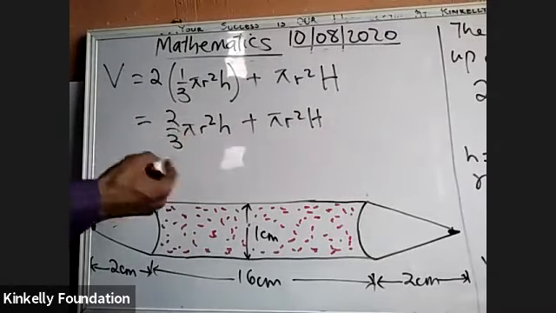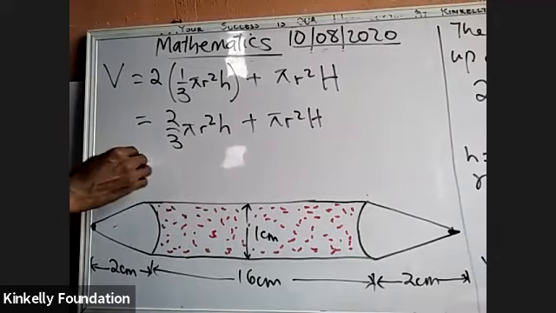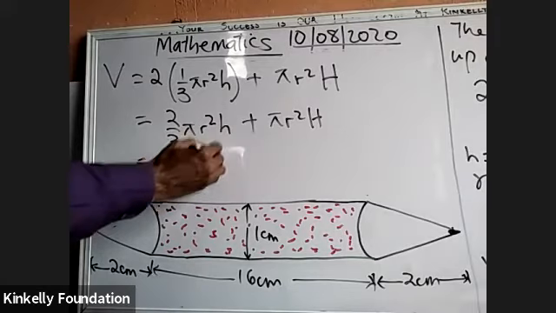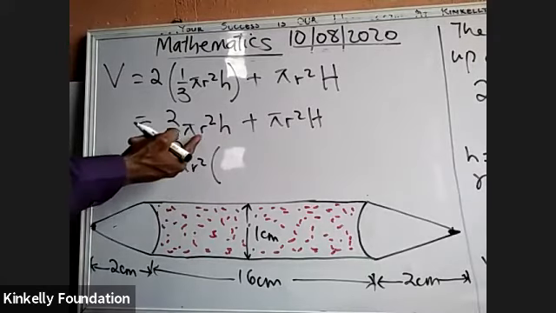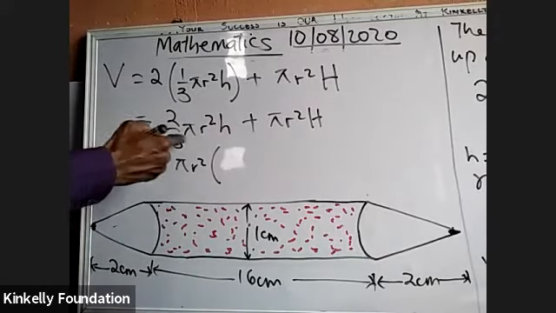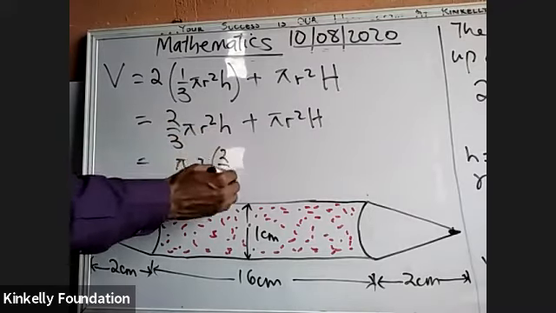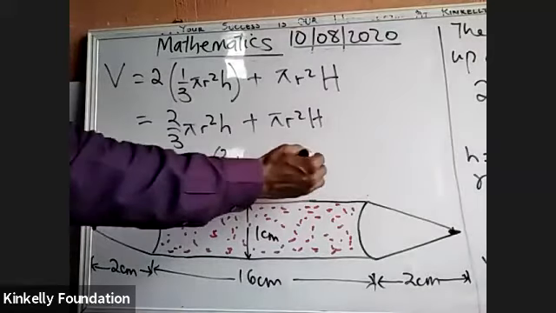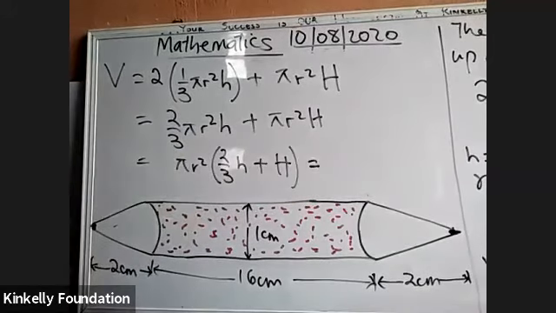Now, let's see, some things are common. Let's see if we can factor them out to make our work easier. This and this are common. Pi r square common. If this one comes out, what remains, this and this? 2/3 h plus this. So, having noted this, we now complete our work.